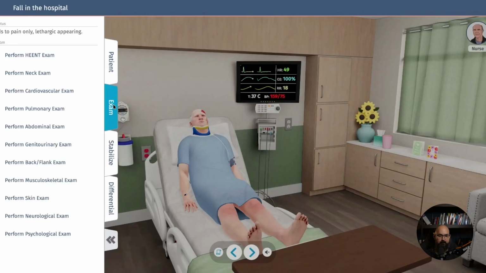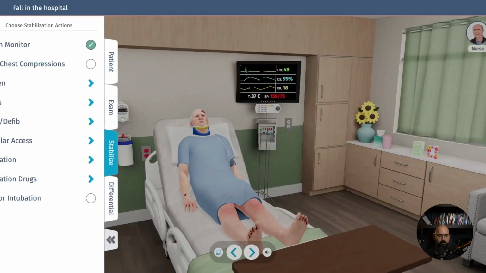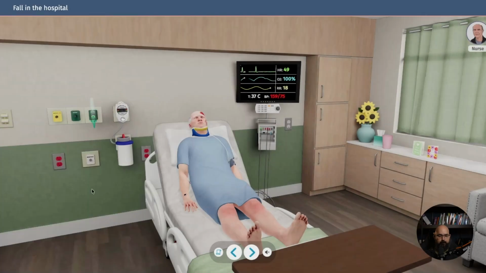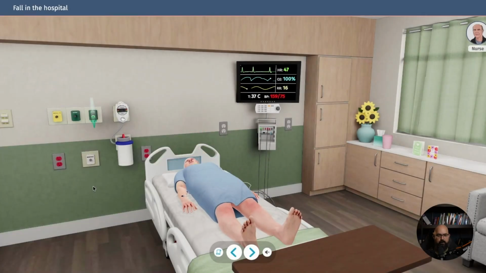So review of systems: unconscious and unable to answer. That's pretty bad. Responds to pain only, lethargic appearing. So let's go ahead and intubate him. He doesn't have an appreciable exam. He's not protecting his airway. We'll go ahead and get him intubated. Now, I think for this, we have to call for an intubation.